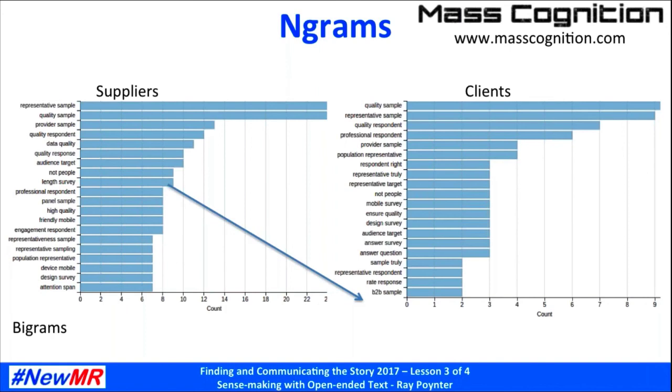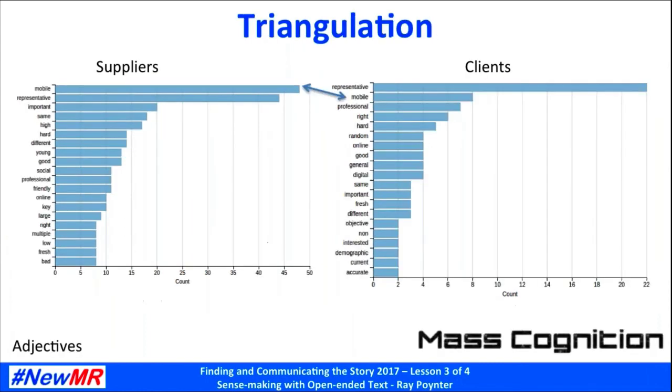How do we make sure that our business stays intact? One of the ways we need to do it is to get the client side more interested in the length of survey. So we need to find some way of connecting to that. Triangulation. This is where we're trying to find things that we know are true from somewhere else in our text data. Because if we can find something in the text data that we can validate elsewhere, we can become more confident in the text data.